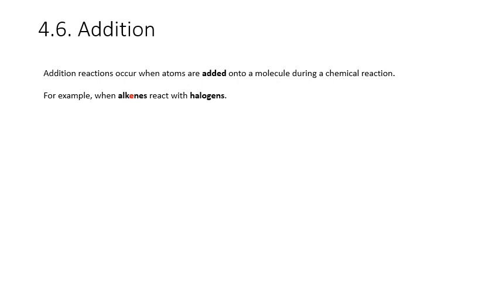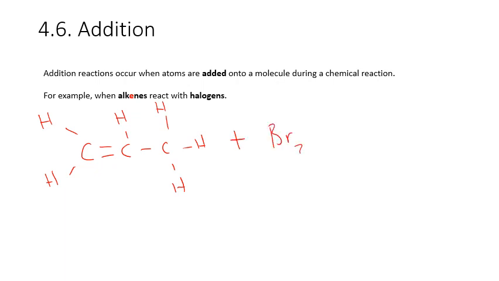We'll make it slightly more challenging. So let's say we have propene. We have 2 carbons double bonded together with our hydrogens. This carbon will only have 1 hydrogen. This carbon will have 3. Okay, so we're going to react that with bromine, Br2. We're going to do an addition reaction here. So pause the video, see if you can add on those 2 bromine atoms correctly onto that molecule.